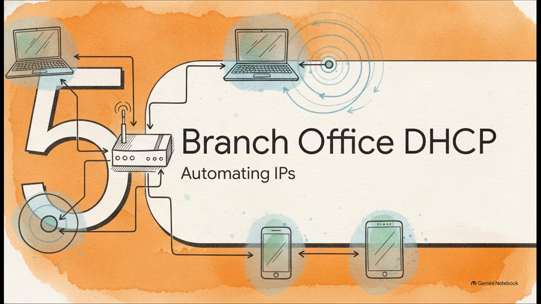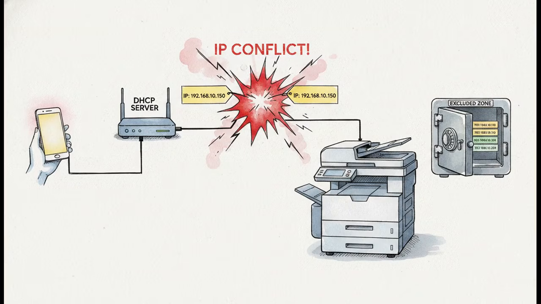Section 5. Branch Office DHCP Setup. Automating IP assignments. Now that we've got internet, we need to hand out IPs to laptops and phones. But check out this workflow. Before you set the network, the default router, or the DNS servers, you absolutely must exclude your static IPs first. I'm talking gateways, printers, switches. If you skip this, the router is going to happily hand your printer's IP to someone's smartphone, and you've got massive IP conflicts on day 1.